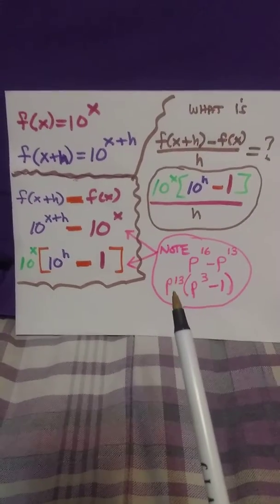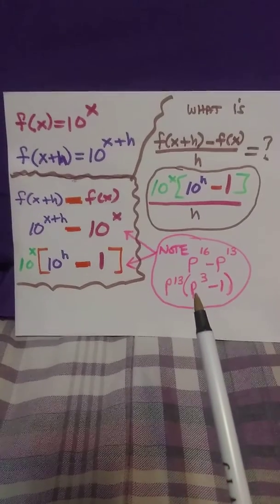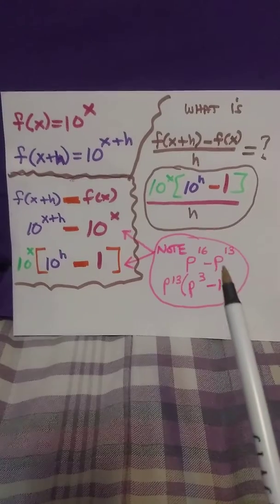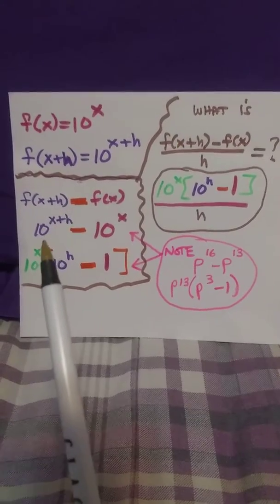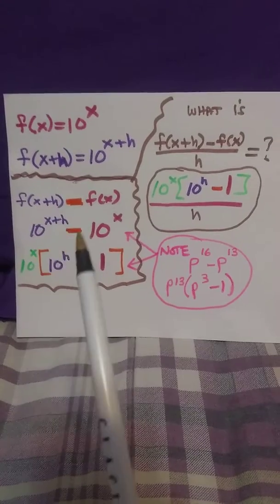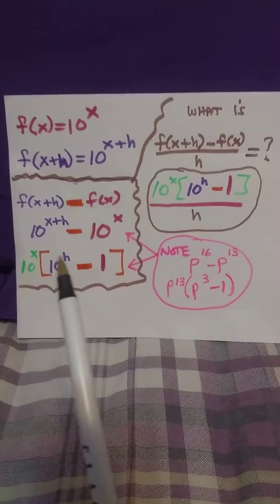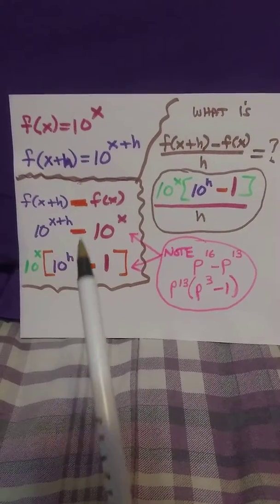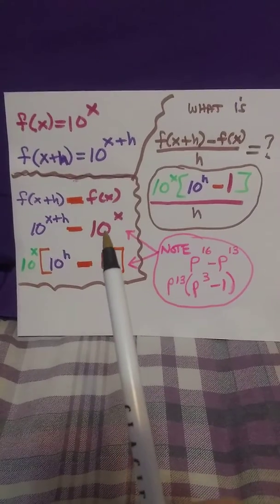I can factor out a p to the 13. So p to the 13 times p to the third gives me this, and p to the 13th times 1 would give me the p to the 13th. I'm going to use that factoring technique here, and I'm going to pull out 10 to the x. So 10 to the x times 10 to the h, we add the powers, like you would 13 and 3. That would be 10 to the x plus h. And then 10 to the x times 1 would give me 10 to the x.